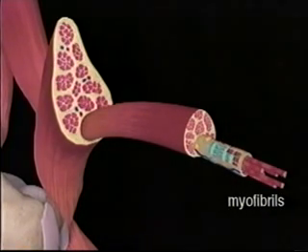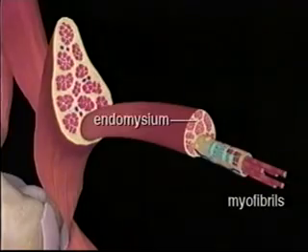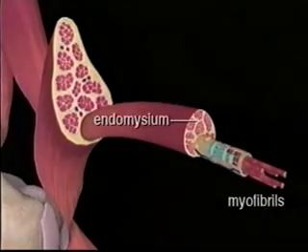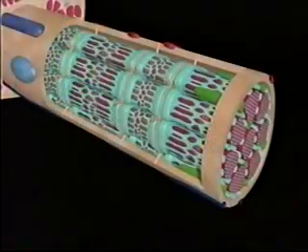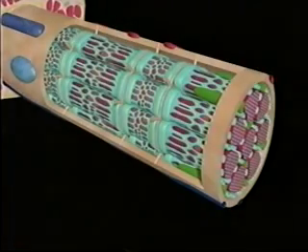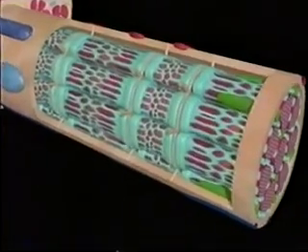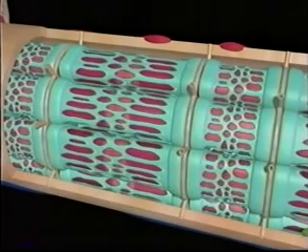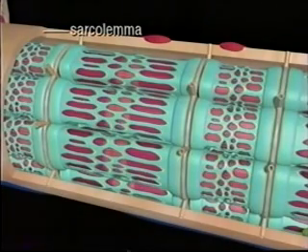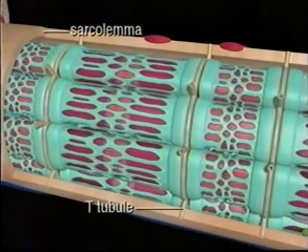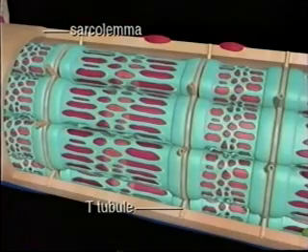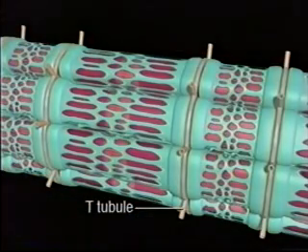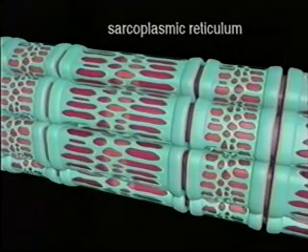Adjacent skeletal muscle fibers within the fascicles are bound together by delicate endomysium. An individual muscle fiber is surrounded by a specialized cell membrane called the sarcolemma. Invaginations of the sarcolemma form transverse or T-tubules that penetrate into the cell and encircle every myofibril. Also surrounding the myofibrils are the membranes of the sarcoplasmic reticulum, shown here in blue.